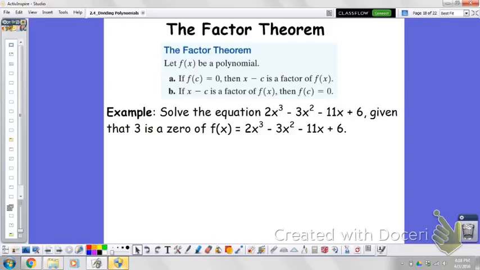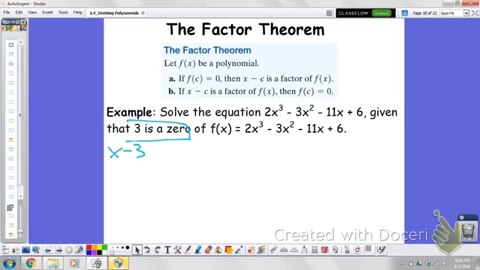You also have the factor theorem. The factor theorem says if f of x is a polynomial, and we have f of c equal to 0, then x minus c is a factor of f of x. And if x minus c is a factor, then we know that f of c is equal to 0. So if we want to solve the equation 2x cubed minus 3x squared minus 11x plus 6 equal to 0, given that 3 is a 0, then we know that x minus 3 is a factor of the polynomial.